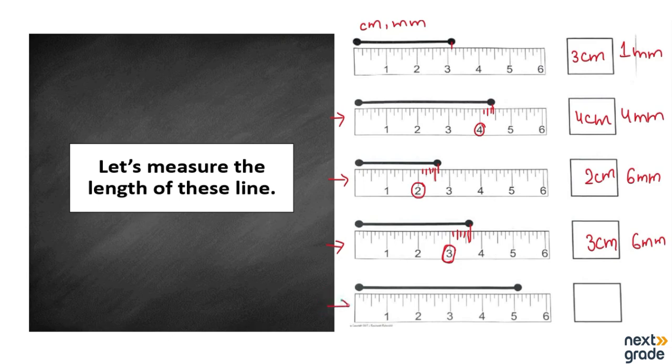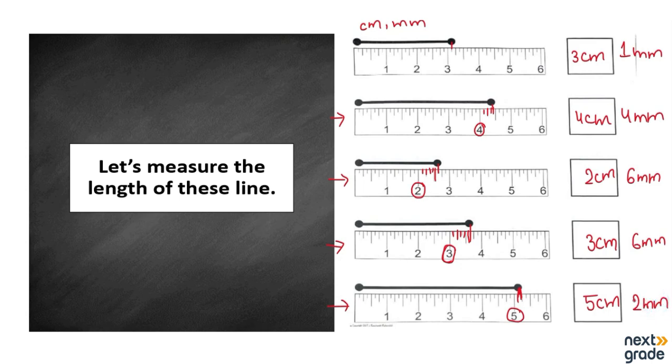Let's look at the next one, and it is going up till 5 on the scale, and then it stops at this place, right? So if we write the centimeters is actually 5 centimeter, and if we count the millimeters on the scale, it's actually 1 and 2 millimeters. so we write over here that's 2 millimeter.